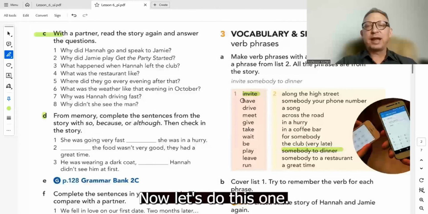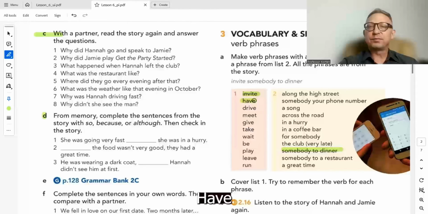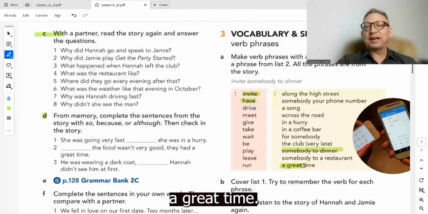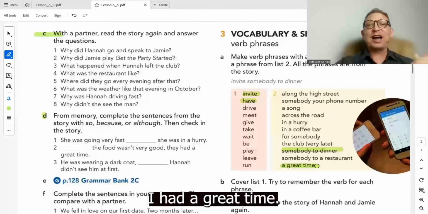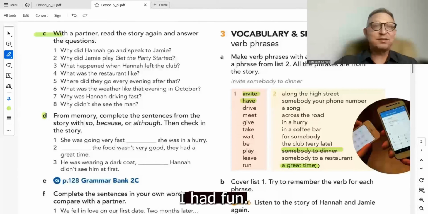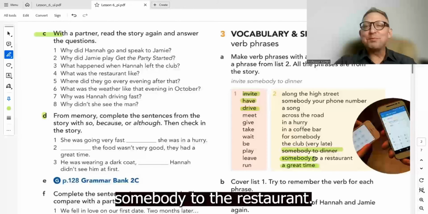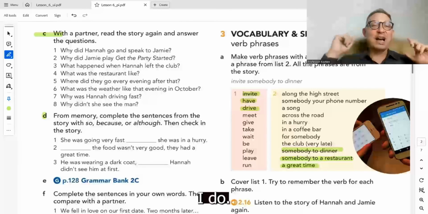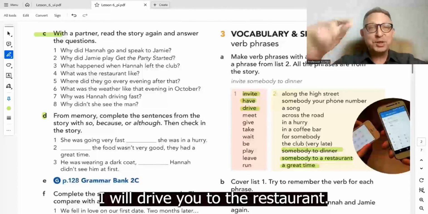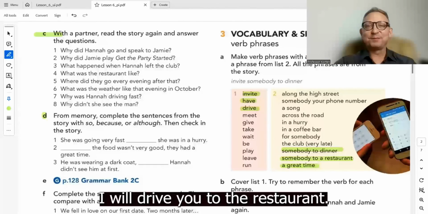Now let's do this one. Have a great time. Let's practice these together. I had a great time. I had fun. Drive. We're going to drive somebody to the restaurant. Drive somebody. I will drive you to the restaurant.